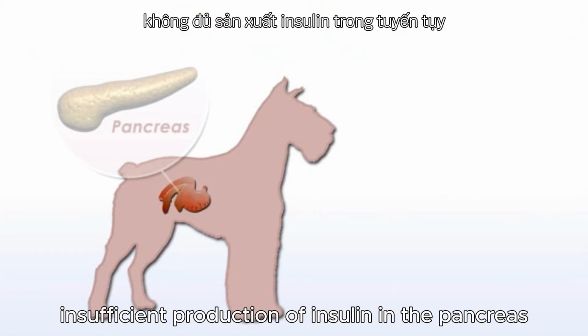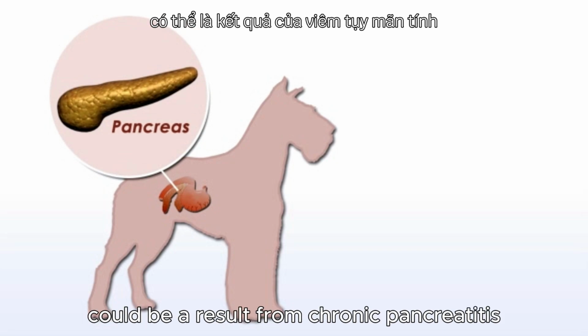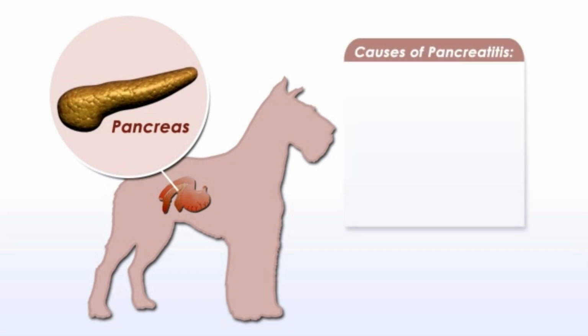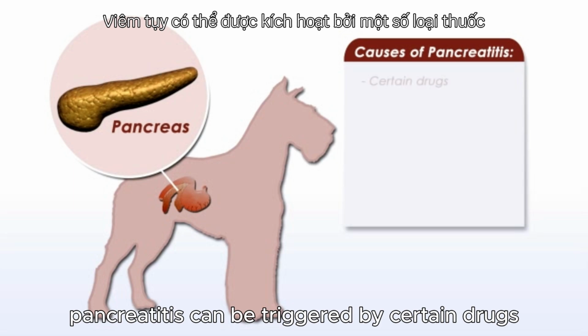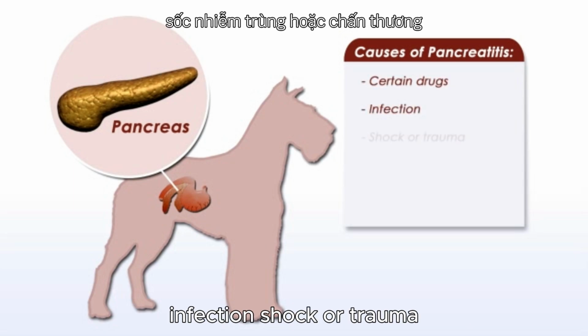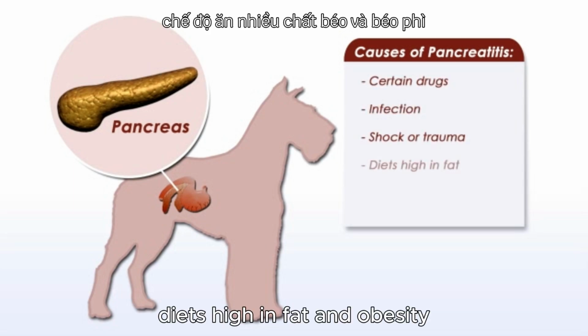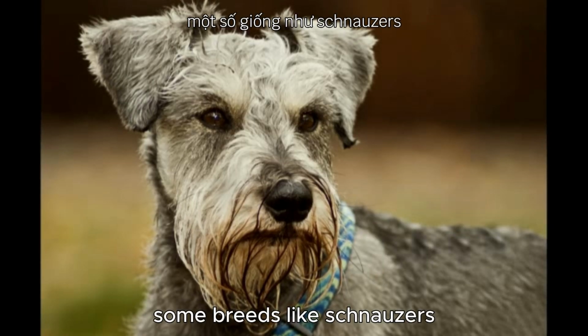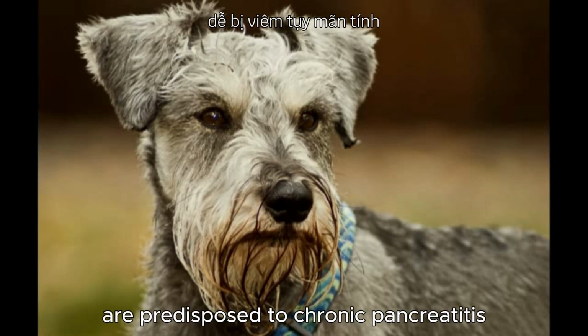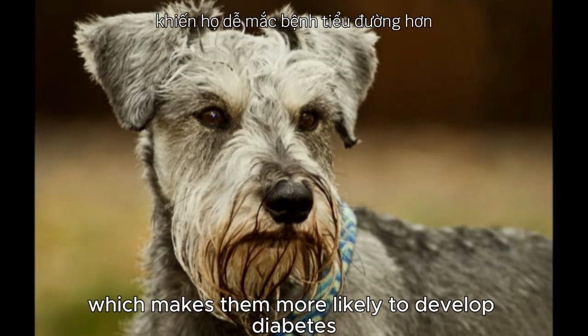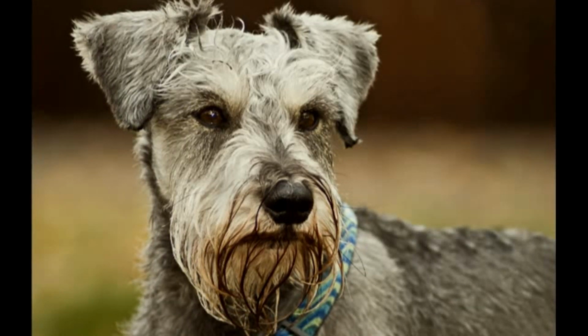Insufficient production of insulin in the pancreas could be a result of chronic pancreatitis. Pancreatitis can be triggered by certain drugs, infection, shock or trauma, diets high in fat, and obesity. Some breeds like Schnauzers are predisposed to chronic pancreatitis, which makes them more likely to develop diabetes.